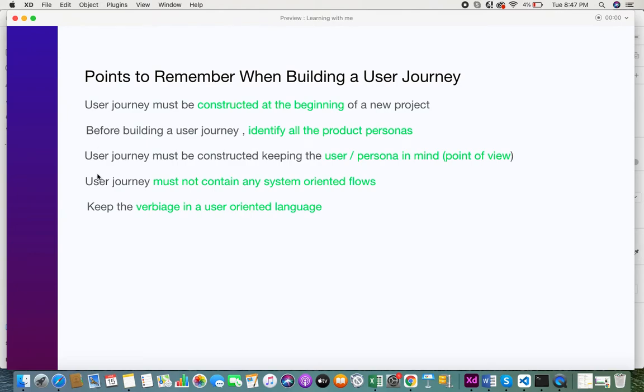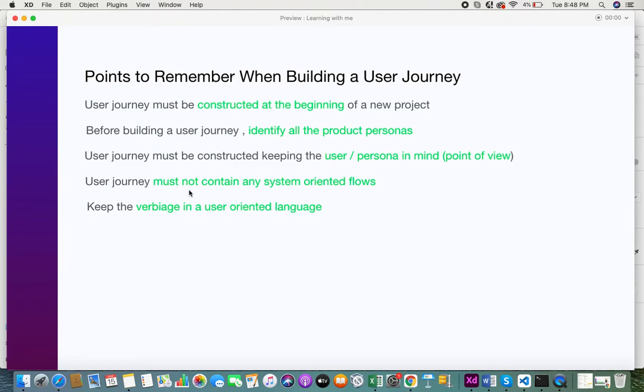The next one is, a user journey must be constructed keeping the user persona's point of view in mind. Always have in mind that you're building it from the customer's point of view. Don't use a lot of jargon words or technical words, because customers think from their perspective, and you should consider what level of technicality or jargon they would be using, and always represent it from their point of view. So that's something you have to keep in mind. Don't represent it from a system point of view.